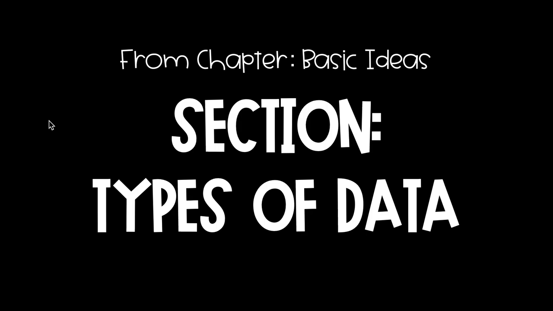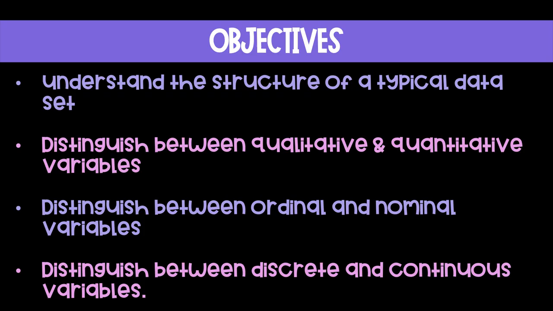Hello, welcome to the section Types of Data from the chapter Basic Ideas. By the end of this section, you will be able to understand the structure of a typical data set. You will distinguish between qualitative and quantitative variables, distinguish between ordinal and nominal variables, and distinguish between discrete and continuous variables. Let's start with a definition.